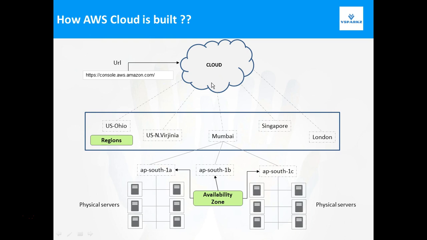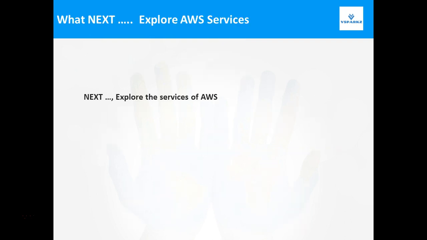We all will be accessing the AWS with the help of a URL that is called console.aws.amazon.com. To access this, you just need an internet connection in your laptop or the desktop. What is next? The next thing you need to explore is you have to explore the AWS services one by one.